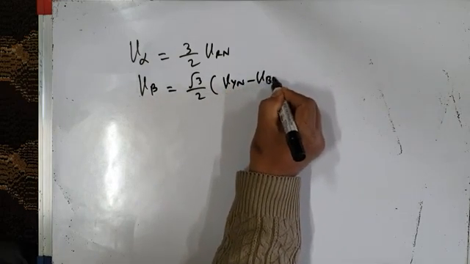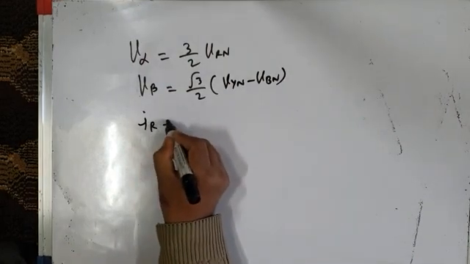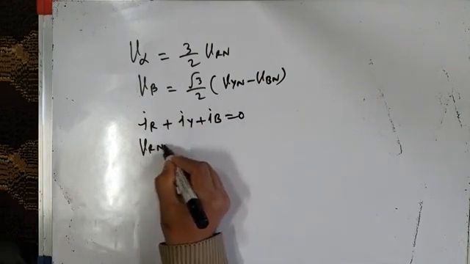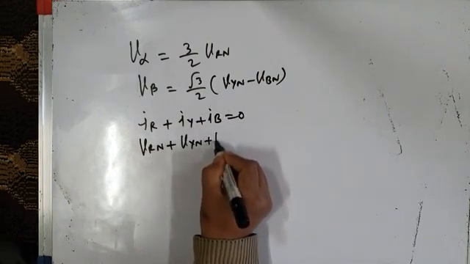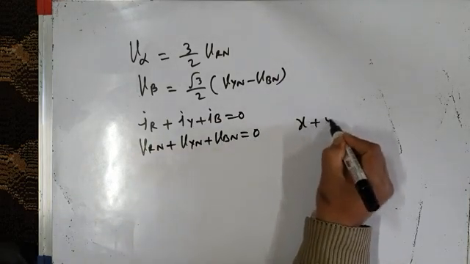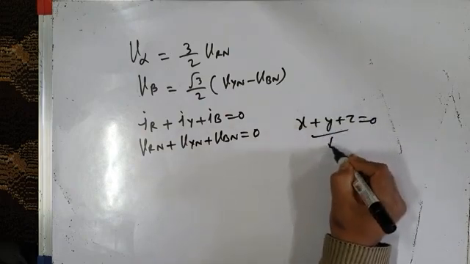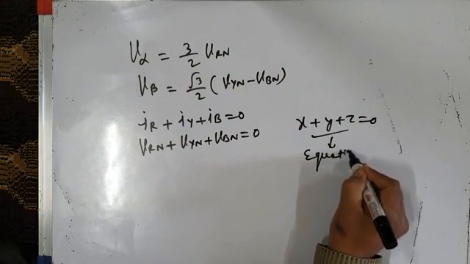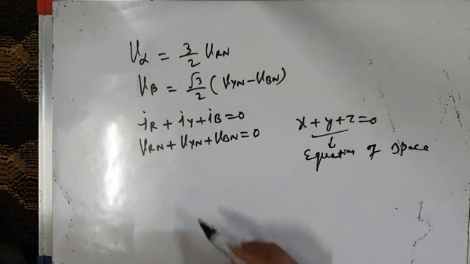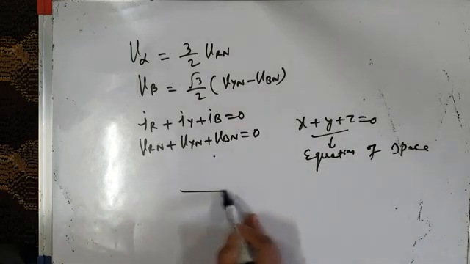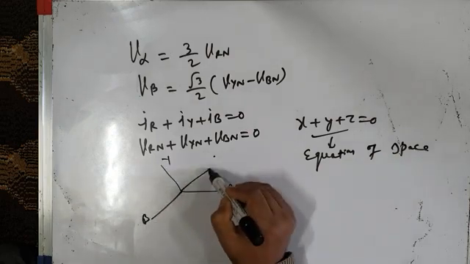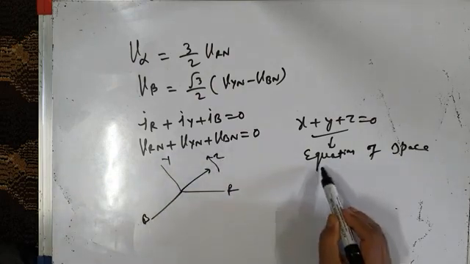And you must remember that the sum of the three currents IR plus Iy plus Ib is equal to 0, and the sum of the three phase voltages Vrn plus Vyn plus Vbn is also equal to 0. So this gives x plus y plus z equal to 0, and this is the equation of a plane in space. So basically, you have three-phase voltages. This is the R axis, this is the Y axis, this is the B axis. These three-phase voltages produce a rotating magnetic field in space.